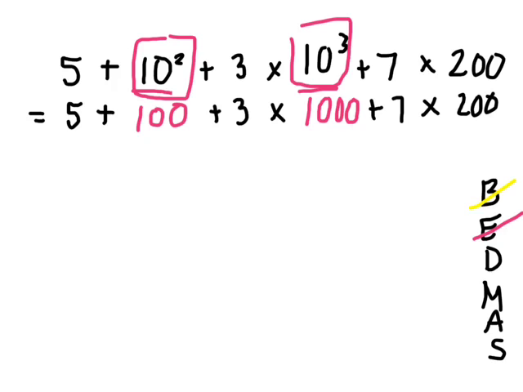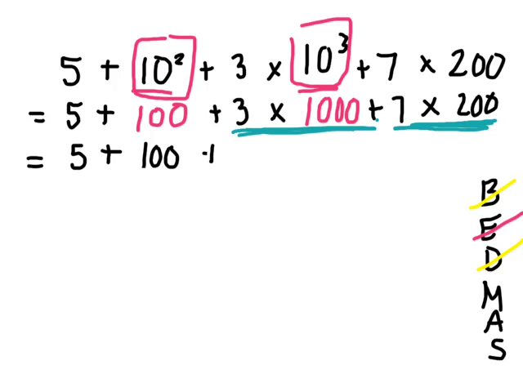Now we have to look to see if there is division or multiplication. Is there any division? No. Okay, so we can cross it out because there's no division. Is there any multiplication? Yes. Where is the multiplication? 3 times 1,000. And is there another one? 7 times 200. Okay, so we have to make sure that we calculate 7 times 200 before we add, right? So it's really important that you follow the correct order. Okay, so again, we're going to bring this down, 5 plus 100 plus, now we have to calculate our multiplication. What's 3 times 1,000? 3,000. Good.